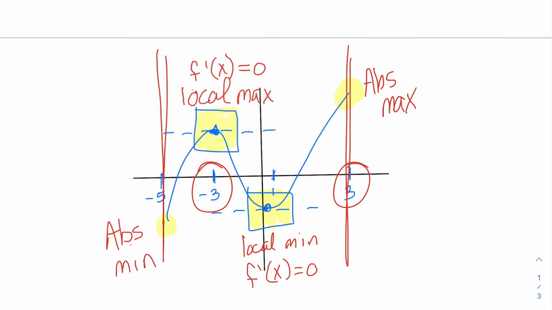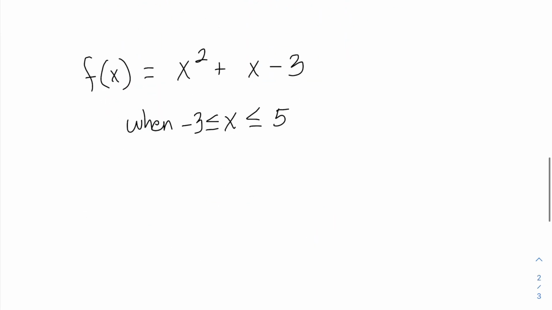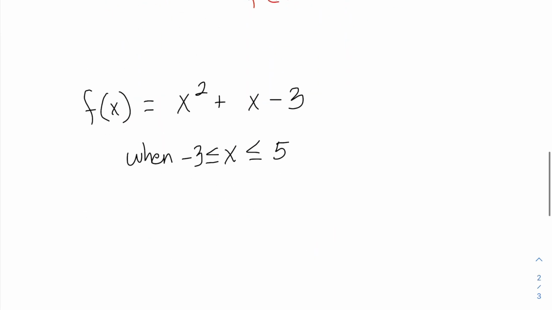So that's a conceptual analysis, but let's see if we can put it into practice on an actual question. So let's try out this function here. f of x equals x squared plus 3, x squared plus x minus 3. And we want to look across this interval when x is in between -3 and +5.